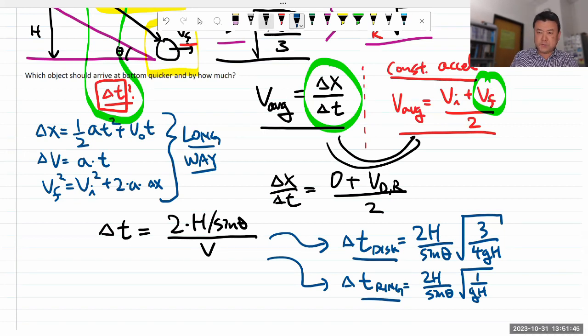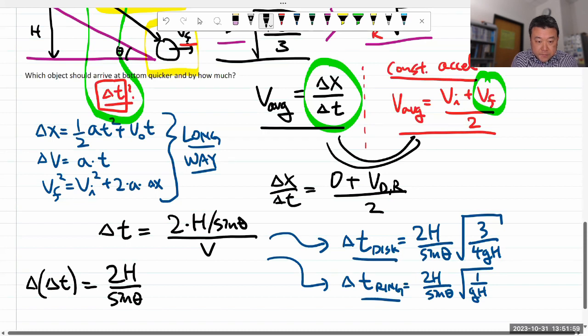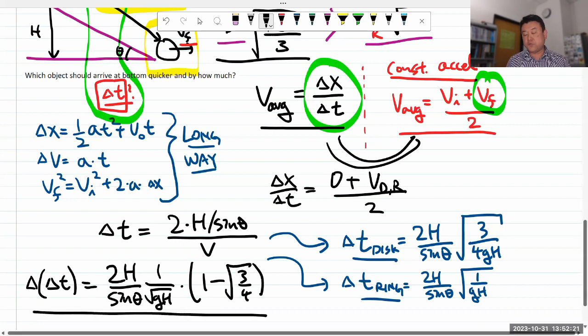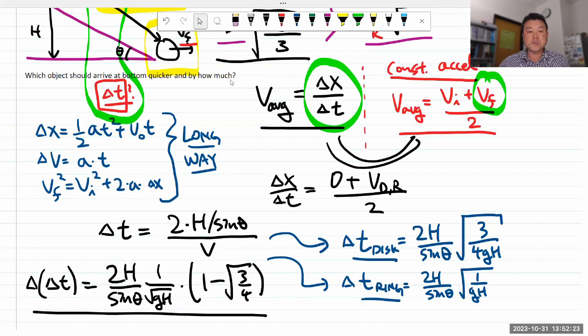Or if you want to finish up algebraically, the difference of time would be, I can factor out a lot of this. I can factor out 2h over sine theta and even 1 over square root of gh, which I can simplify a little further, but I'll just leave that as it is. Let me do larger minus smaller. So it'll be 1 minus the smaller, square root of 3 over 4. So this is one way of doing this calculation for that one question.